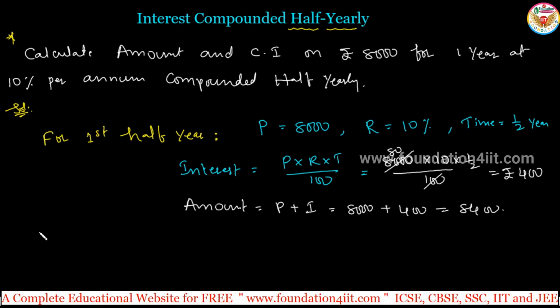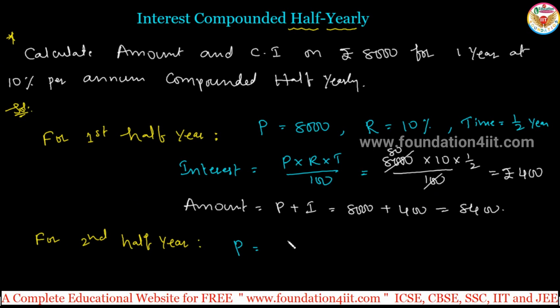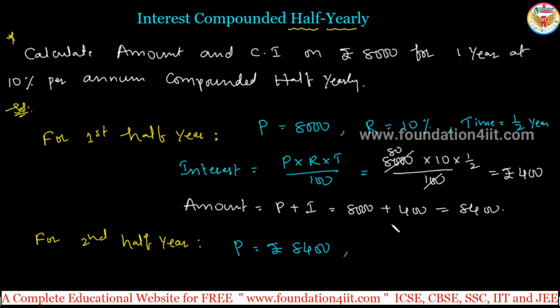Now for the second half year, total 1 year. So first half year and second half year. Now in this second half year, the important thing is the first half year amount becomes next half year principal. So 8,400, no? So P is equal to 8,400. This is the only difference, remaining all as usual.